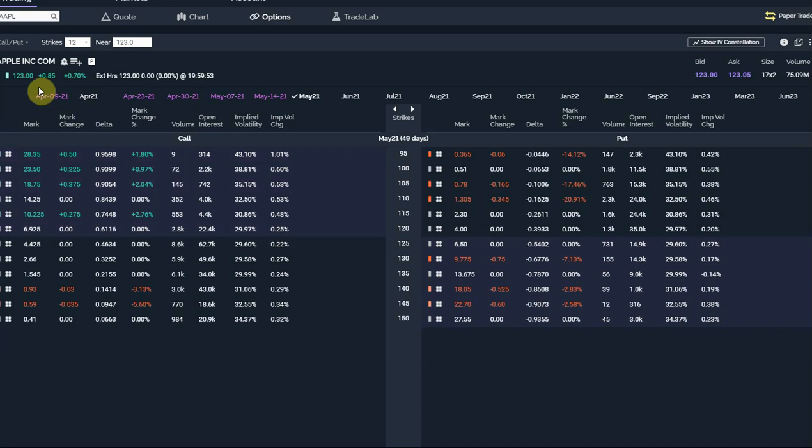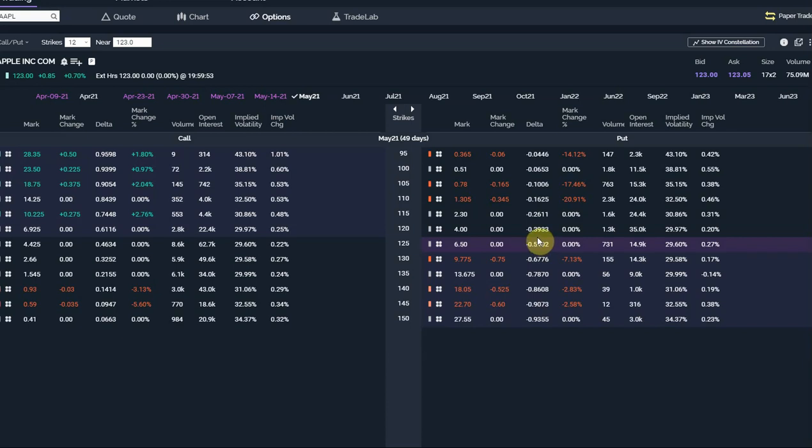So at this point in time, Apple happens to be at 123, which is right here between 120 and 125. If I look at the delta, which I have a column for right there, it should be about 0.4 to 0.5, anything around the current price. So we can see here it is 0.5 and this one is 0.4. So it's 0.45, perfect. And the minus sign doesn't matter, that goes with all the puts. So this is my odds.